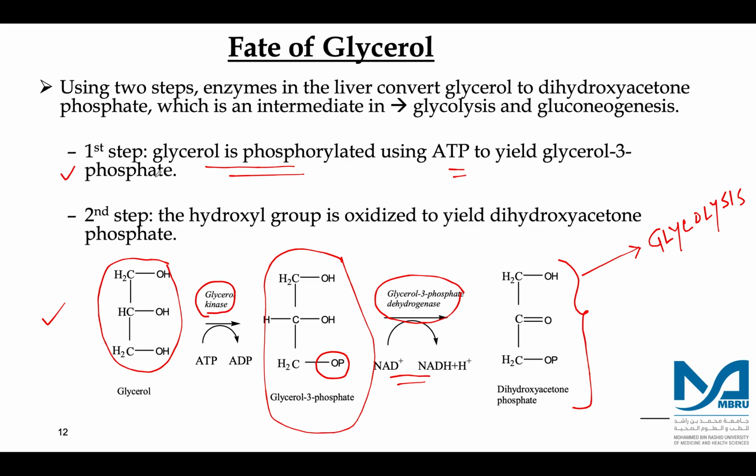Now this particular process, please remember this, happens only in the hepatocytes, which are able to convert glycerol to dihydroxyacetone phosphate. And as I mentioned, and I'm mentioning this over and over again, depending on the energy need of the cell, this dihydroxyacetone phosphate may either be converted to pyruvate to release ATP, or it may be used to synthesize glucose by the process of gluconeogenesis.